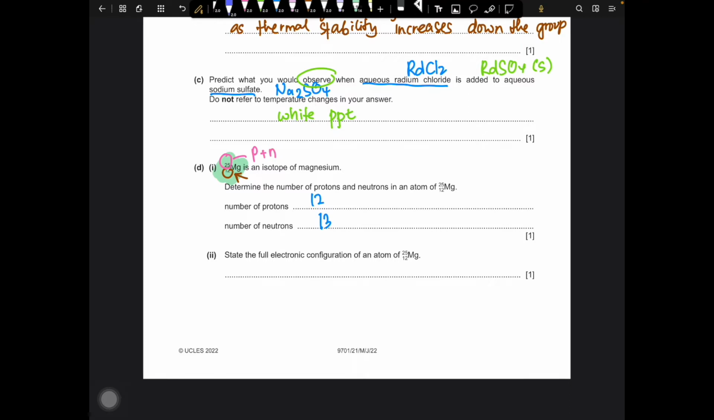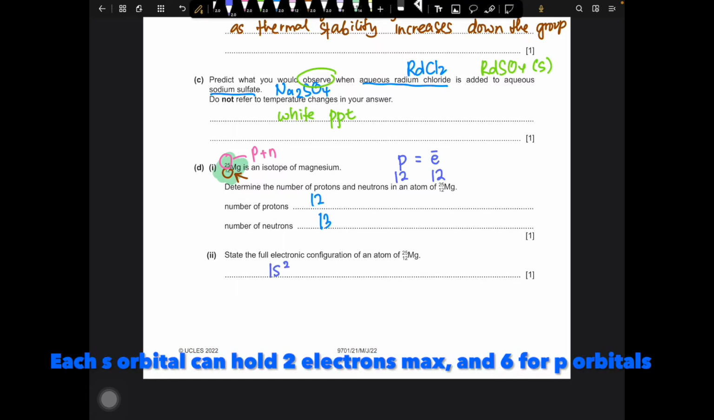For any ground state element, the number of protons will be equivalent to the number of electrons. Since this magnesium has 12 protons, it also has 12 electrons. For any electronic configuration, we follow the Aufbau rule, where we start with the lowest energy orbital, which means we will have 1s with 2 electrons. Then we have 2s, 2p, which total up to 10 electrons. The remaining 2 electrons will be in the 3s orbital.